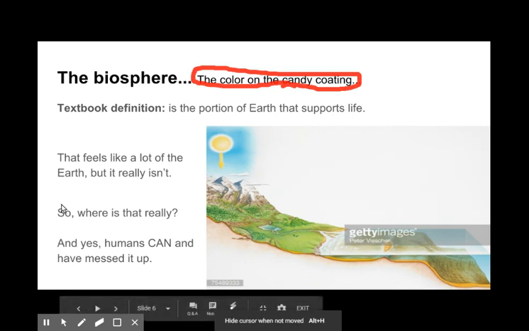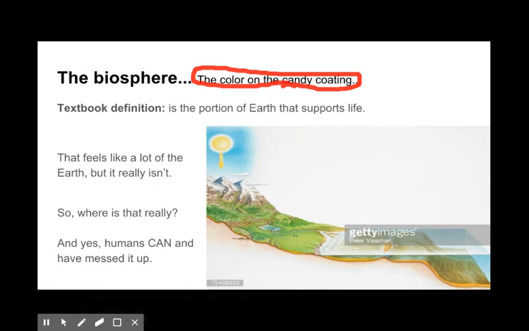And it's all the Earth that we see, so we feel like it's all the Earth. But it's only like 0.1% of the actual mass of the Earth. Maybe less. As a result of it being so small, humans really do have a large impact on it.